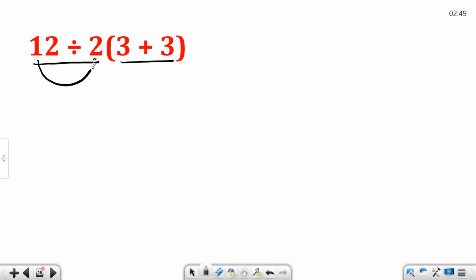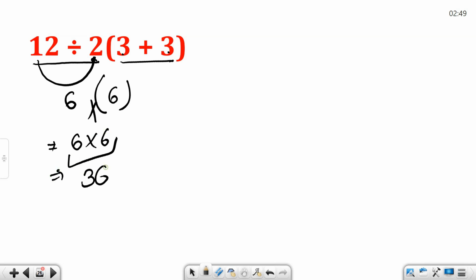Today's question is 12 divided by 2, bracket 3 plus 3. So first, let's solve 12 divided by 2, which equals 6. In the bracket, 3 plus 3 equals 6. Remove the bracket and multiply, right? 6 times 6, which equals 36. This is the answer, but this is the wrong answer.